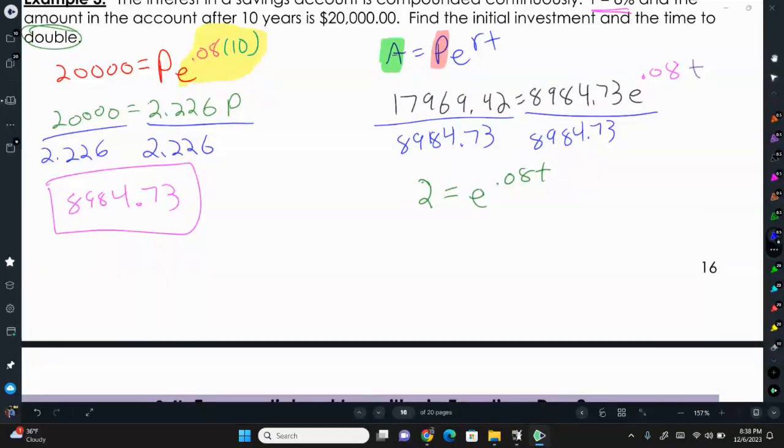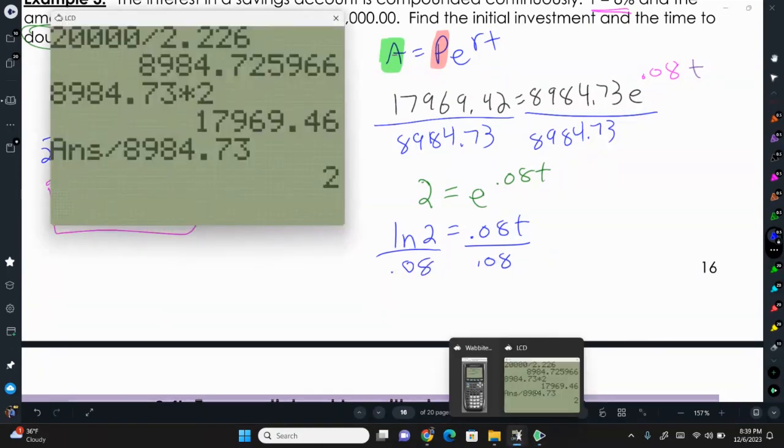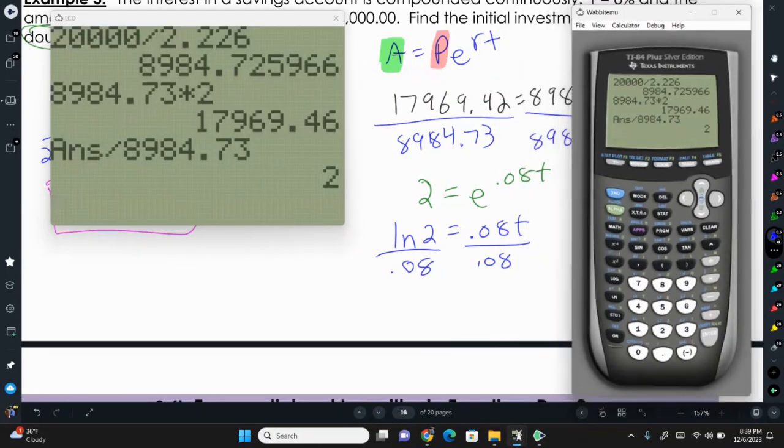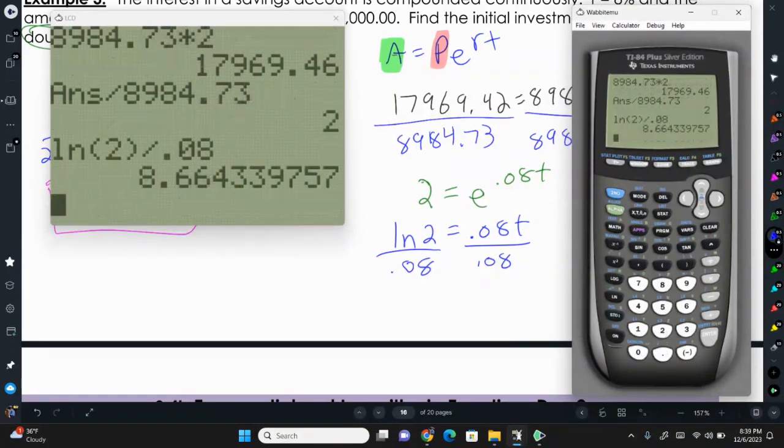All right, then we can change that to log form. So the log base e, natural log of 2 equals 0.08t. And then divide by 0.08. So then I'm going to do the natural log of 2, close parentheses, divided by 0.08. And we get 8.66 years.